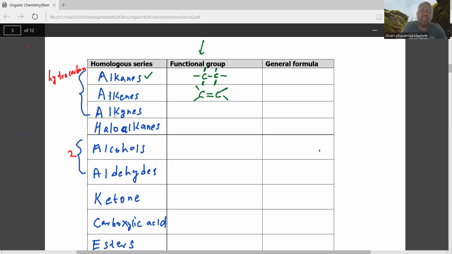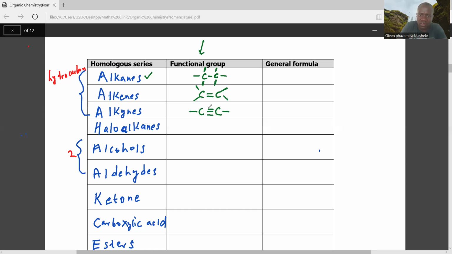Then the functional group of an alkyne, I apologize guys. The functional group of an alkene is the carbon with the double bond between the carbons, and the alkyne has a triple bond between the carbon atoms, where 2 hydrogen atoms are removed from the alkenes. So it means you're going to remain with this.